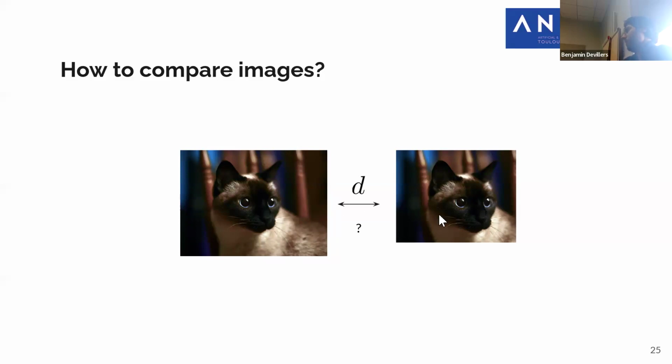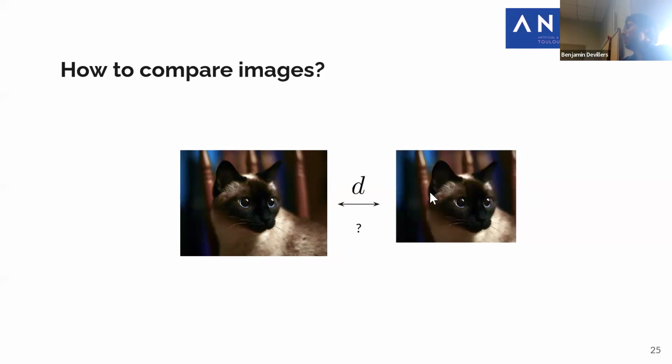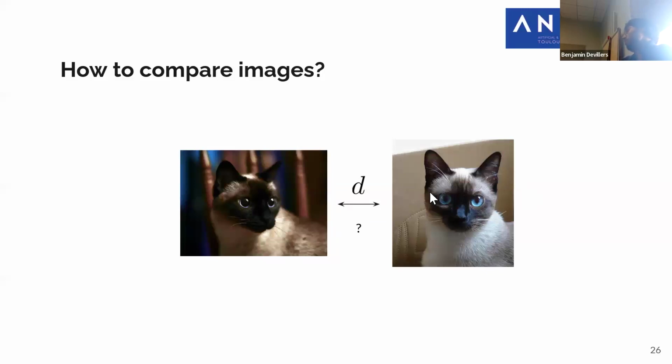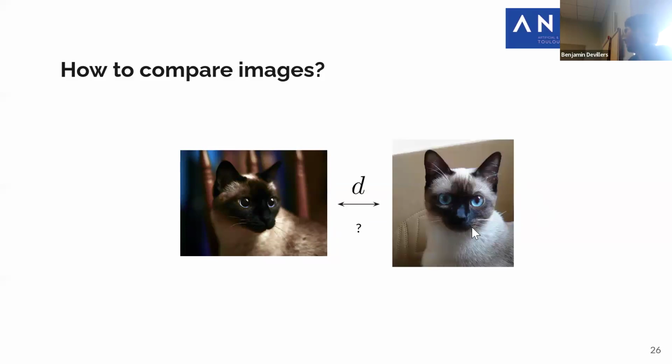We want something that is close when the objects are similar, even though the pixels are different, and far when the objects are different. So here we want the distance to be very far, here we want it to be close, and here we also want it to be close. I mean, of course, it's further away from this one because it's not the same cat, it's not the same look. But if we want to use it for classification, we want this distance to be close because they represent the same object.